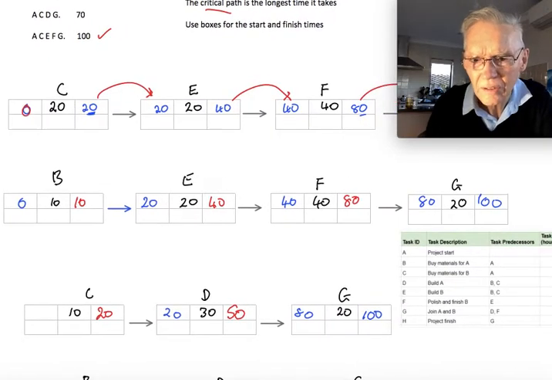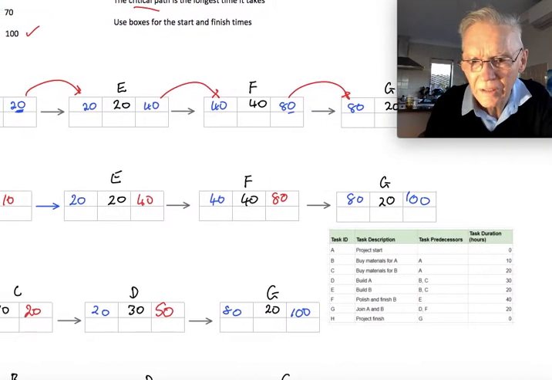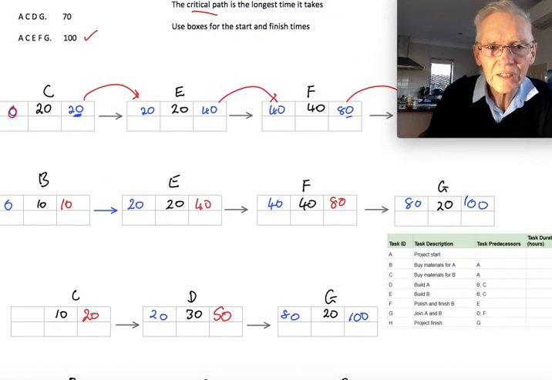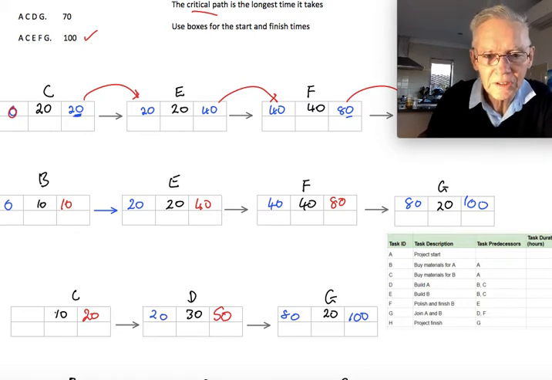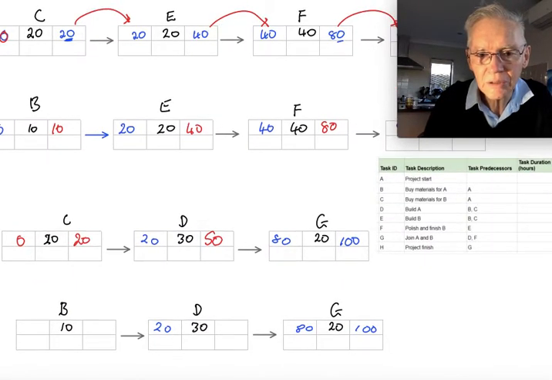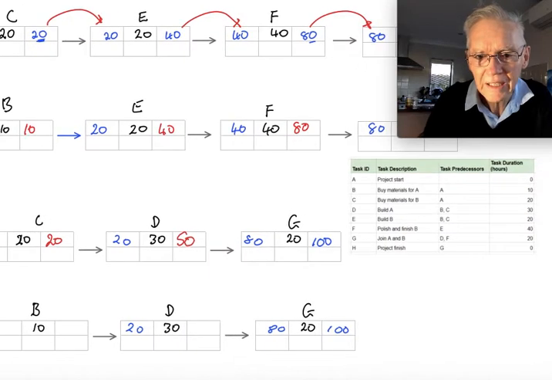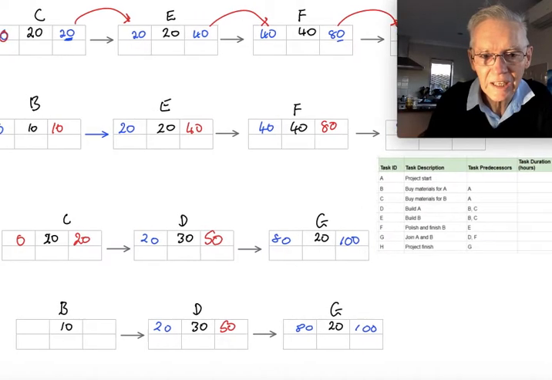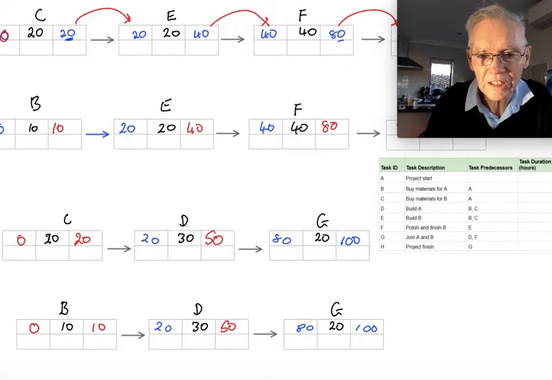C, hold on, have I got the C time right? I've got the wrong number in there. So C here should be 20 because it takes 20 minutes, and that would be a 0, so we start there. Okay, then we go to the last path, which was BDG, and again you've got 100, you've got the 50 there, 50, 20, 30. B can start any time, it's not a requirement, so you've got 10 there.